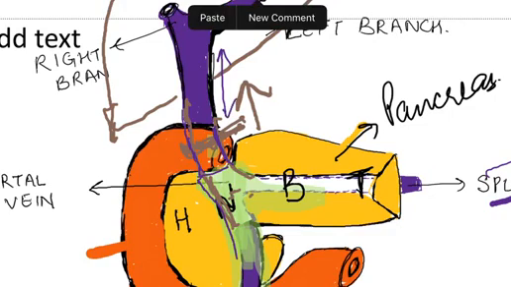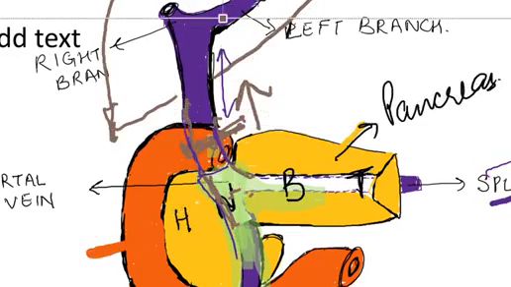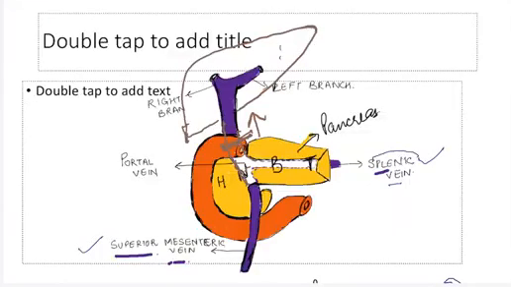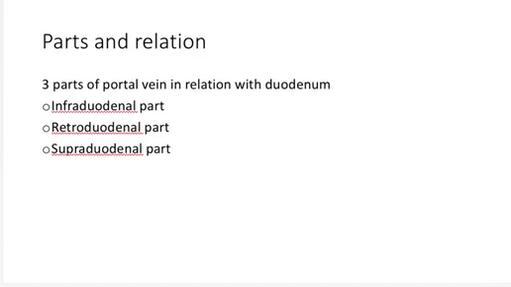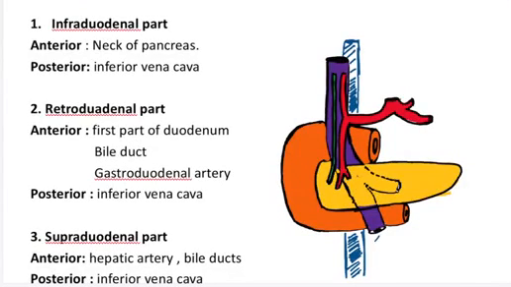So now we have seen that we have divided the entire course of the portal vein, with respect to the duodenum, into three different parts: the infraduodenal part, the retroduodenal part, and the supraduodenal part. Now first let us understand what are the relations that are formed by these different parts of the portal vein. So the infraduodenal part, you can see it over here.